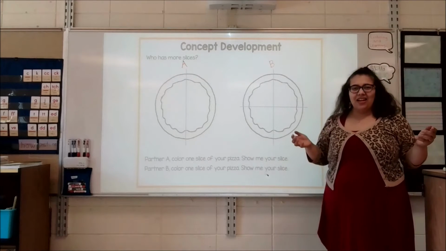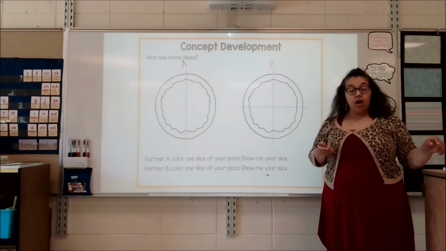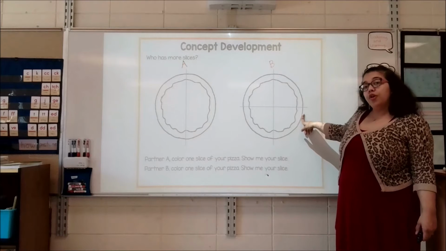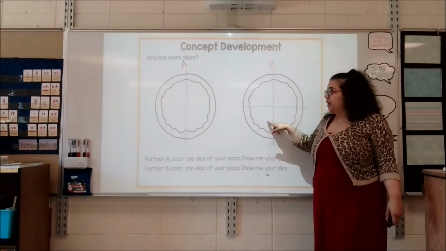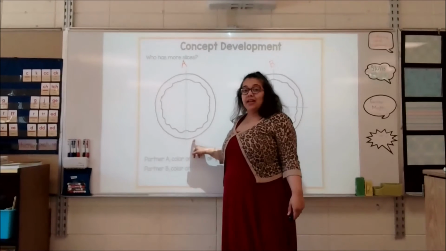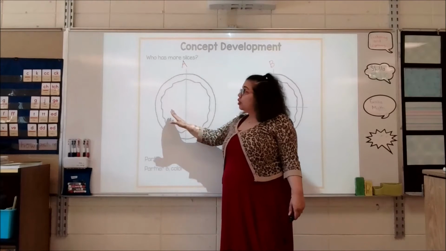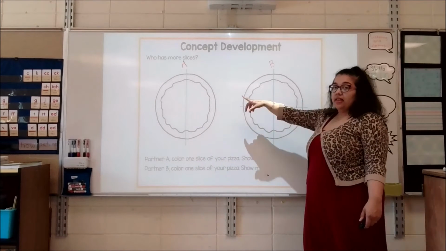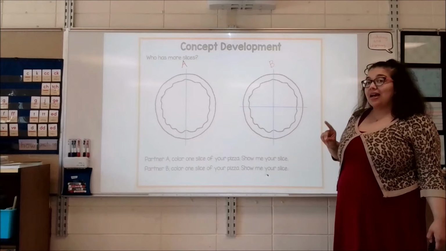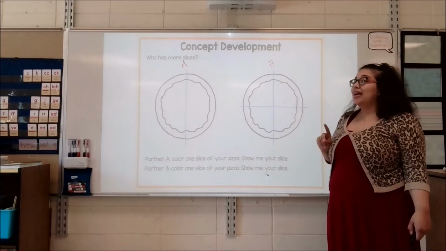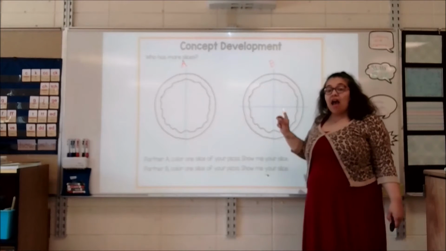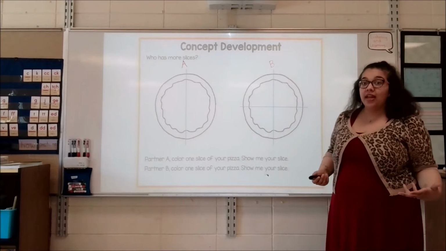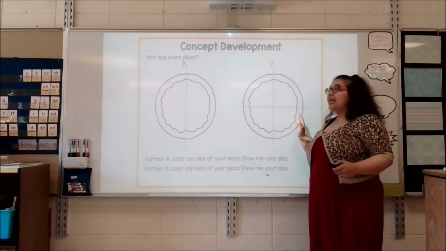But the pizza is the same size. Correct also. This pizza has been cut into quarters or fourths, 4 equal pieces, whereas this pizza has been cut in half, 2 equal pieces. So this pizza has more slices than that pizza, even though our pizzas are the exact same size. So when I cut things into quarters, I have more slices, or pieces. It doesn't mean I have more things. It means I have more pieces.